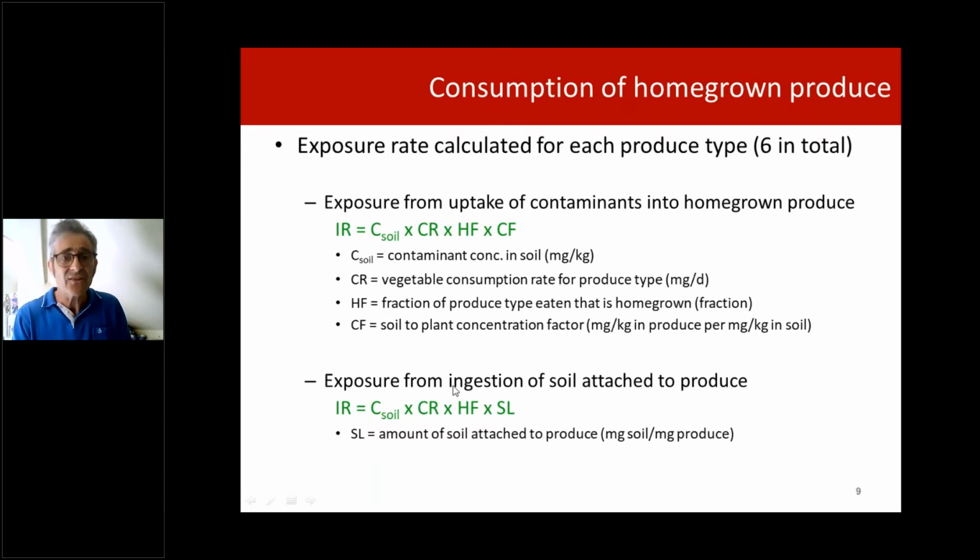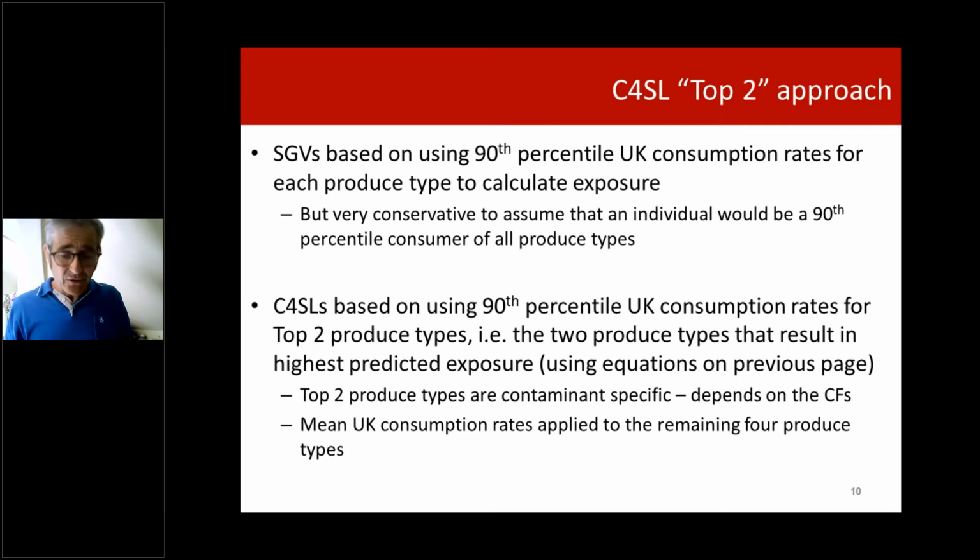Now, with soil guideline values, to be conservative, for all 6 produce types they use the 90th percentile consumption rates from a study done in the UK population. Basically it says, some people eat a lot of carrots, some people eat a lot of potatoes, and some people eat a lot of strawberries. So we're going to assume that your receptor eats a lot of potatoes, a lot of carrots, a lot of strawberries, a lot of apples, a lot of pears, and so on. So they use 90th percentile consumption rates for all 6 produce types. But actually, as part of the C4SL project, we decided that that was overly conservative.